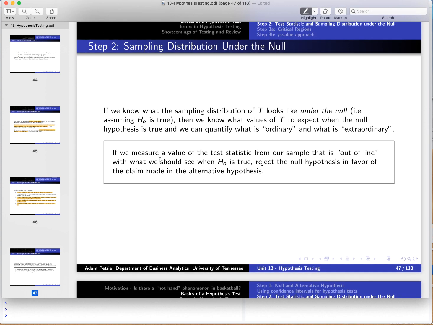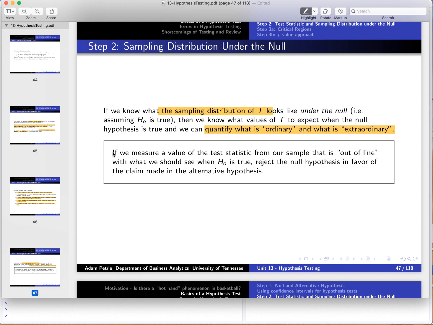And so once we've established that, once we know what the sampling distribution of our test statistic is, what the possible values we might observe are, and what those respective probabilities are, then that allows us to quantify what's extraordinary versus what's ordinary. What do we expect when the null hypothesis is true, and what's really out of line to observe from data when the null is true here?